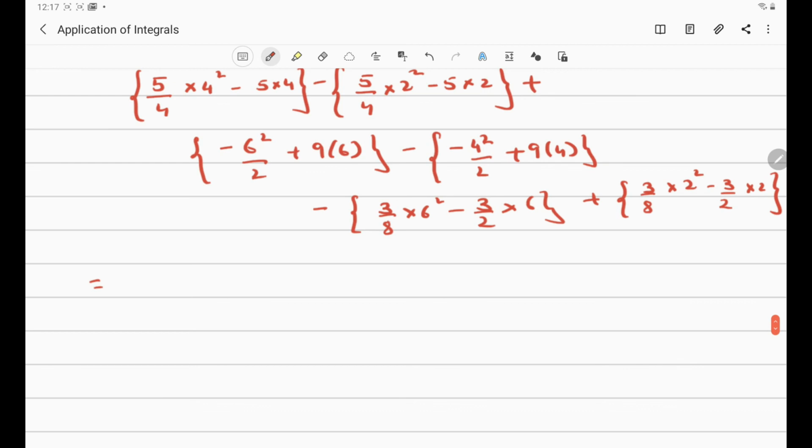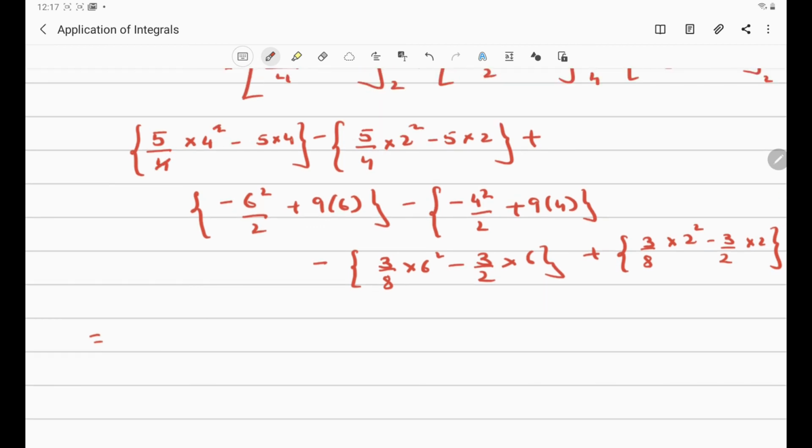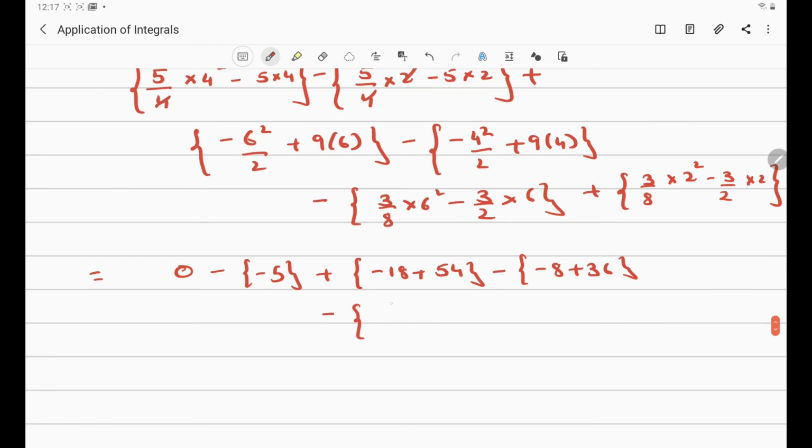So this is equal to, 4 gets cancelled here. So 5 into 4 is 20, 20 minus 20 is 0, minus 4 gets cancelled, we get 5 - 10, that is -5, then plus, 6² is 36, 36/2 is 18, so -18 + 54, then minus of, -4² is -16/2 is -8, + 36, minus 3/8 into 36, which is 27/2, so -27/2, plus 3/8 into 4, which is 3/2, minus 3.